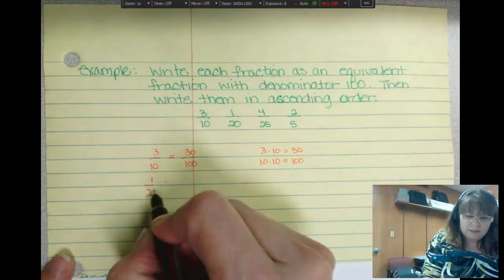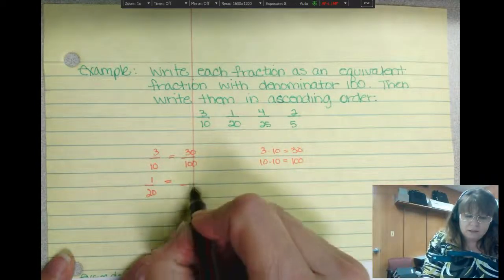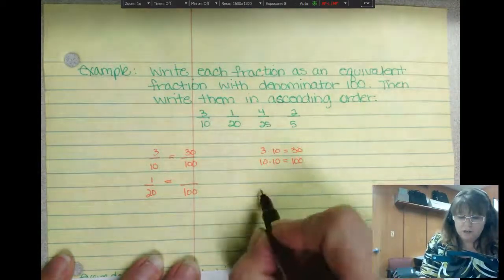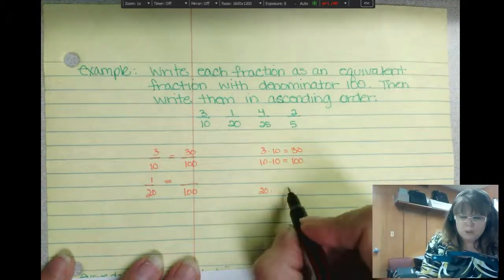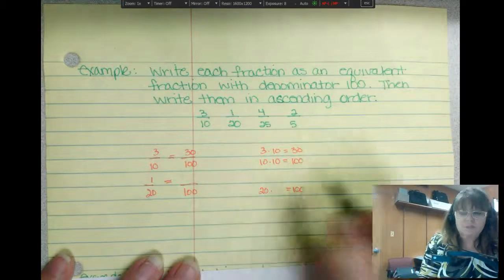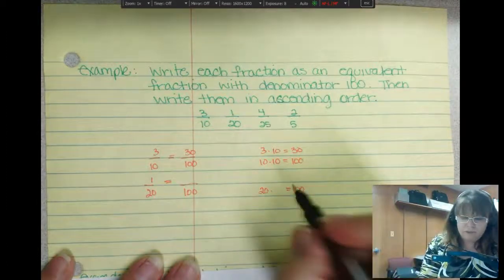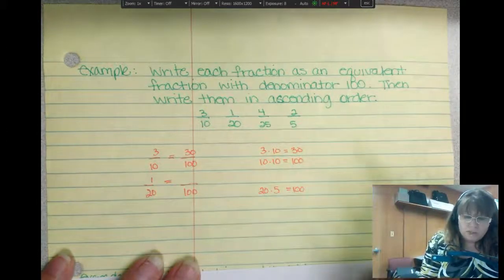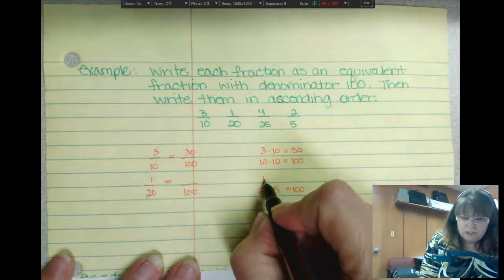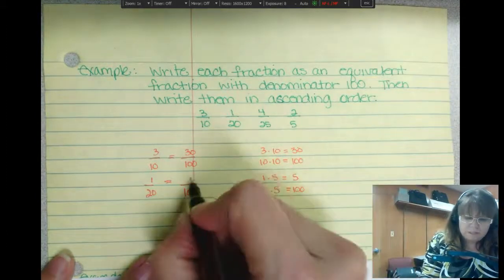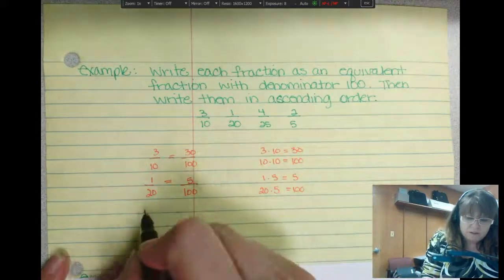1/20. Again, my denominator is going to be 100. 20 times what gives us 100? Well, 20, 40, 60, 80, 100, so 5. 20 times 5 equals 100. What I do to the denominator, I must do to the numerator. So 1 times 5 is 5.